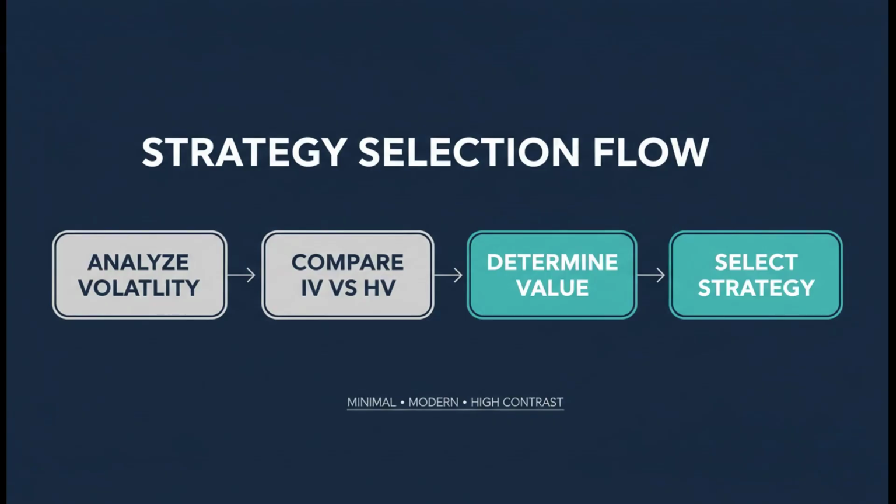When the spread is positive and wide, prioritize net selling strategies to capture the crush. When the spread is negative or narrow, prioritize net buying strategies like Straddles or calendars to leverage cheap gamma.